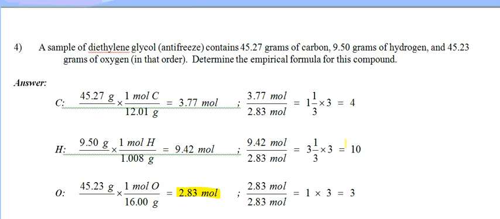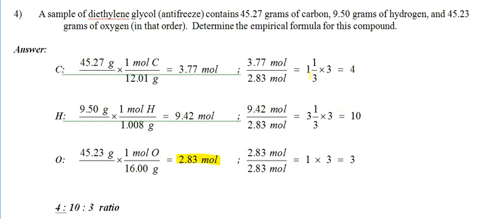mole ratio. Now, when you did your calculation, you may have found out that, oh, I got 1.3 repeating. And then for the hydrogen, you got 3.3 repeating, or something very, very close to that. What we need to do is change that decimal into a fraction. Why? Because we need to have whole numbers. We can't have fractional subscripts. That just doesn't look very good.